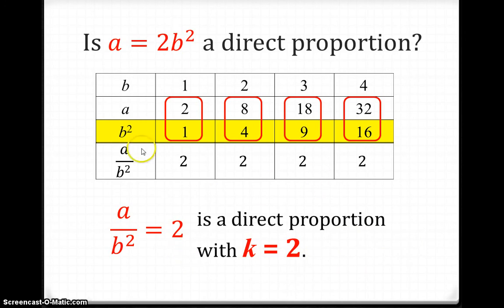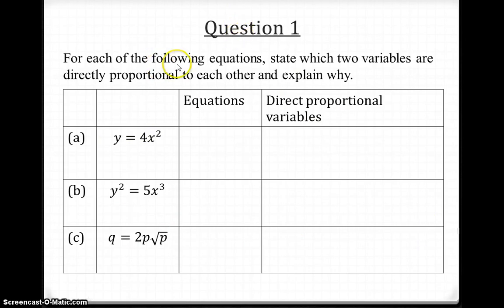So it is not necessarily always x and y. It can be any other unknown. And it's not necessarily only b or only x. It can be up to b squared, or cube root, or square root. So we need to be careful in this lesson. Next, for each of the questions, state which two variables are directly proportional to each other and explain why.